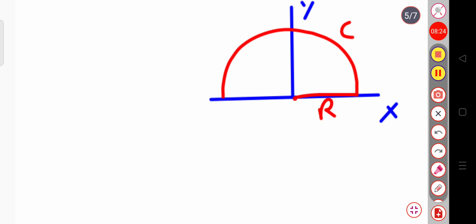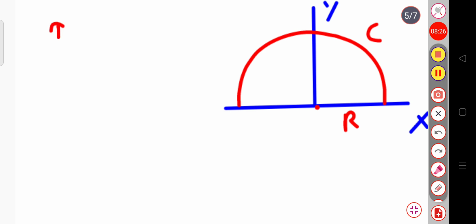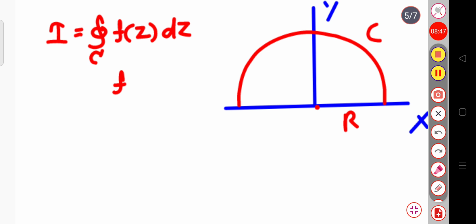So my integration I is equal to the integration over a closed contour. Here I am writing C prime; I will tell you what C prime is. Integration over C prime of f of z dz, where f of z is in the form of a rational function, that is p of z divided by q of z, and our condition is that the degree of q of z should be at least 2 greater than that of p of z. Clear?